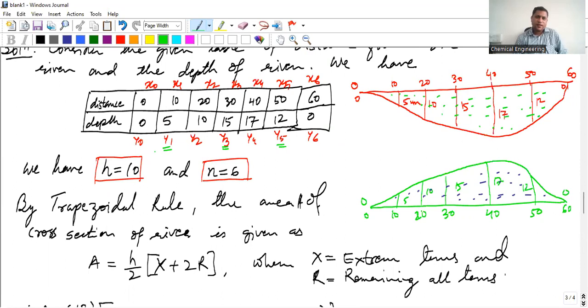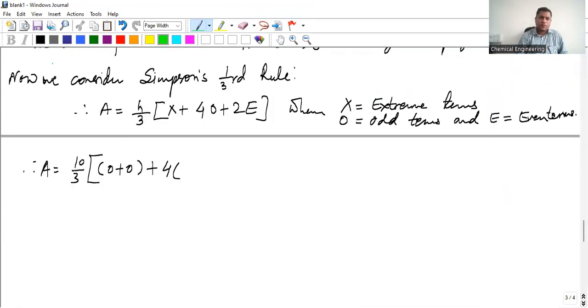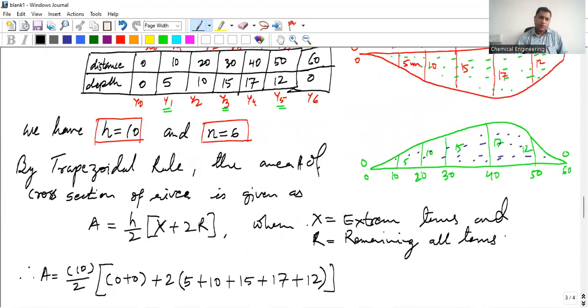So y1, y3, and y5, it is 5, 15, and 12, plus 2 even. So what is 2 even? It is going to be 10 and 17. Okay, so that's what we have here.